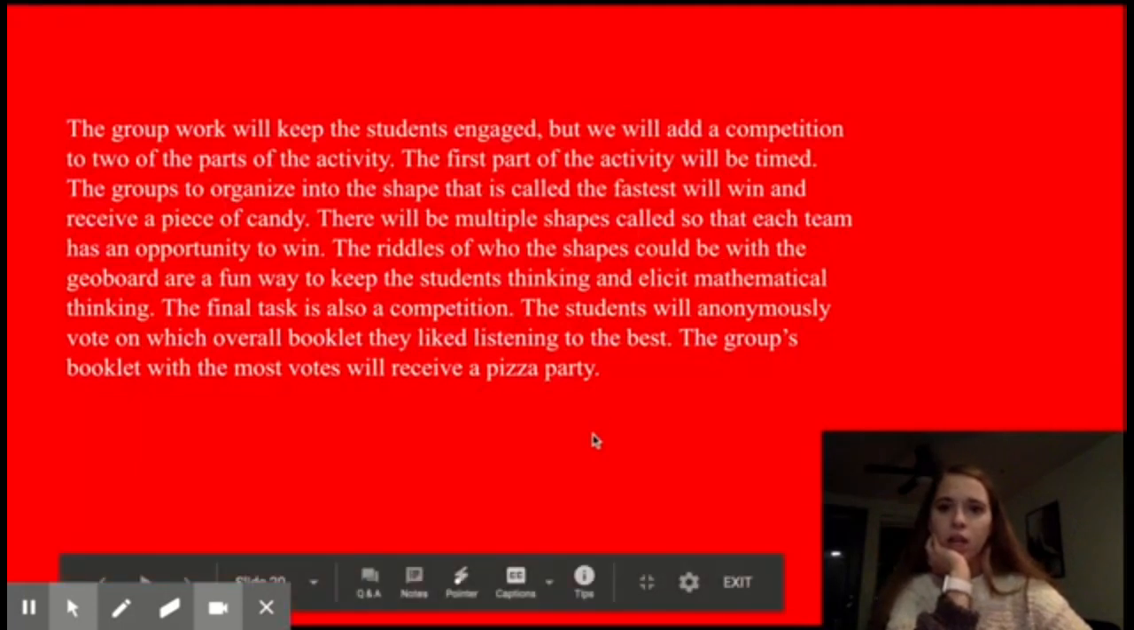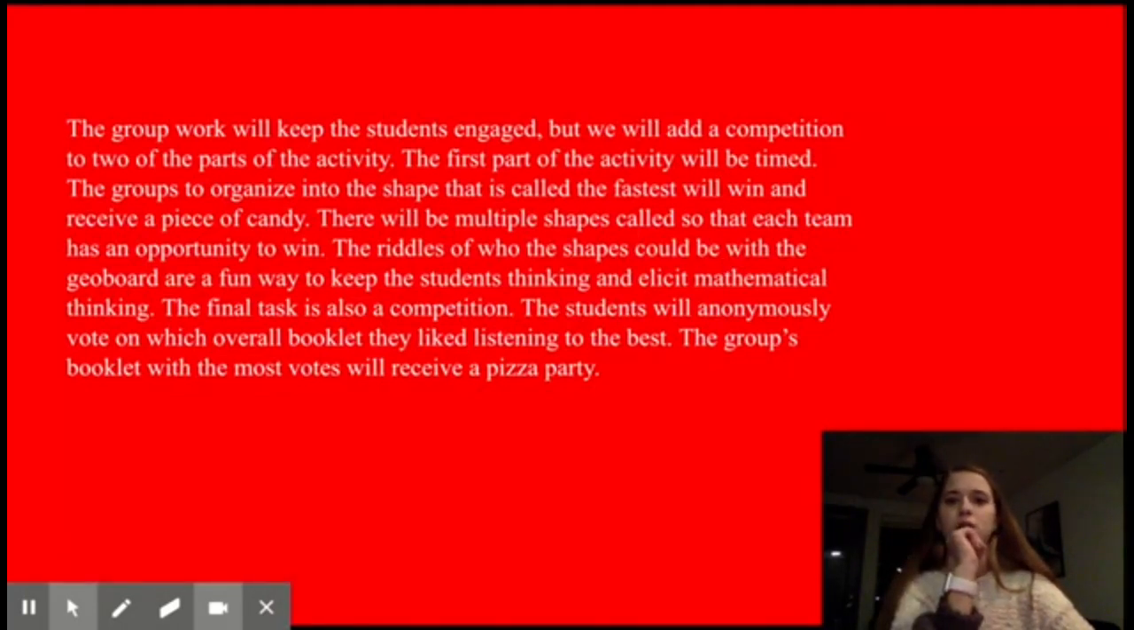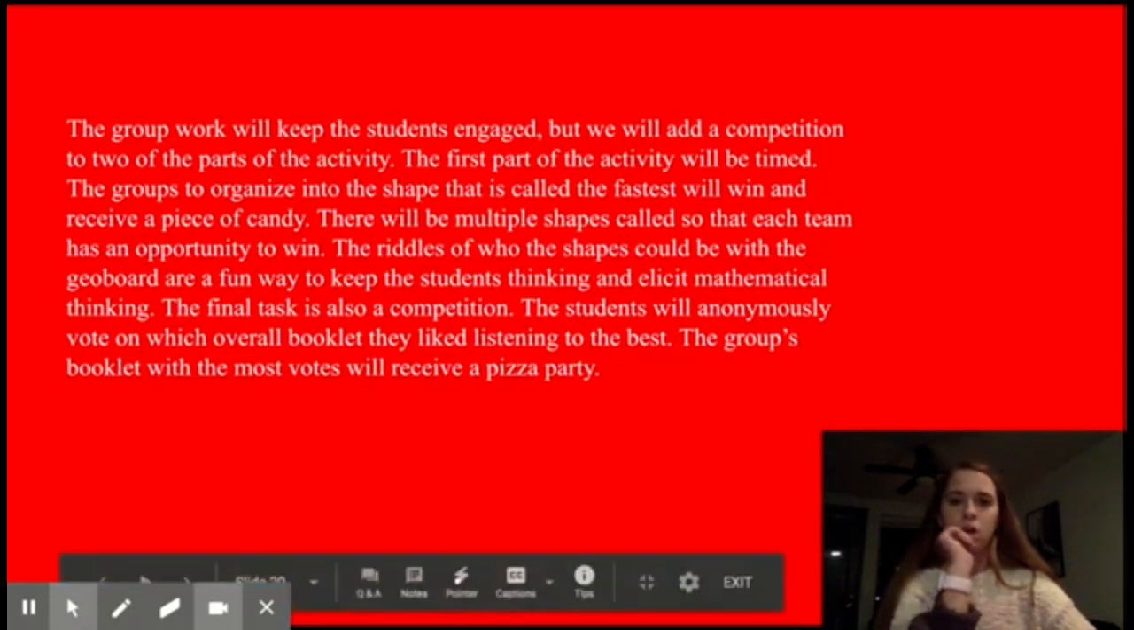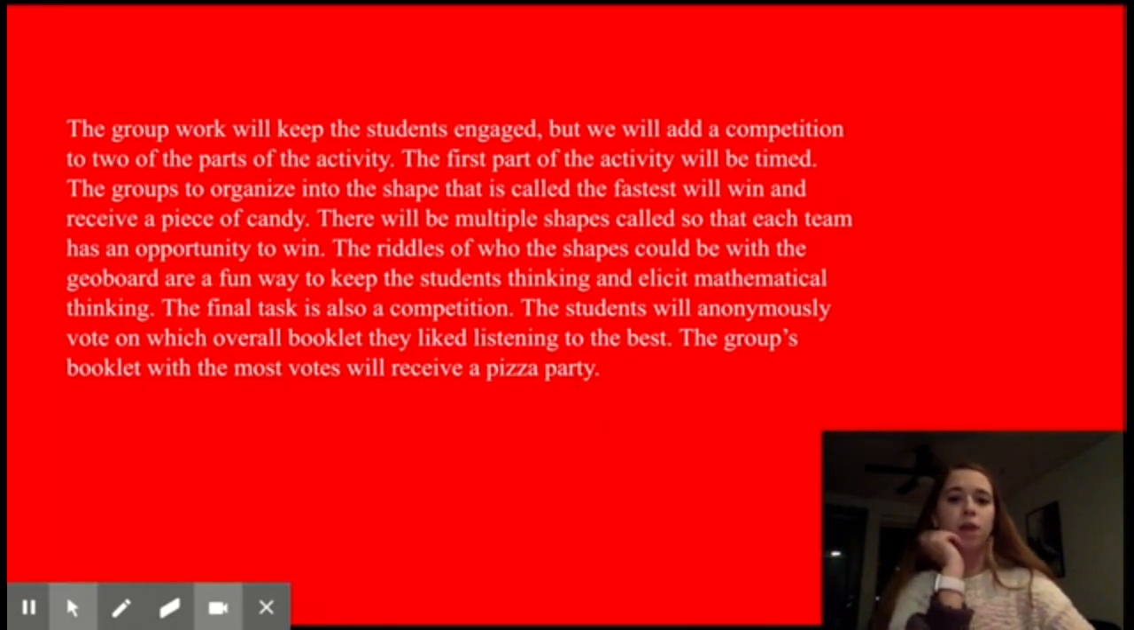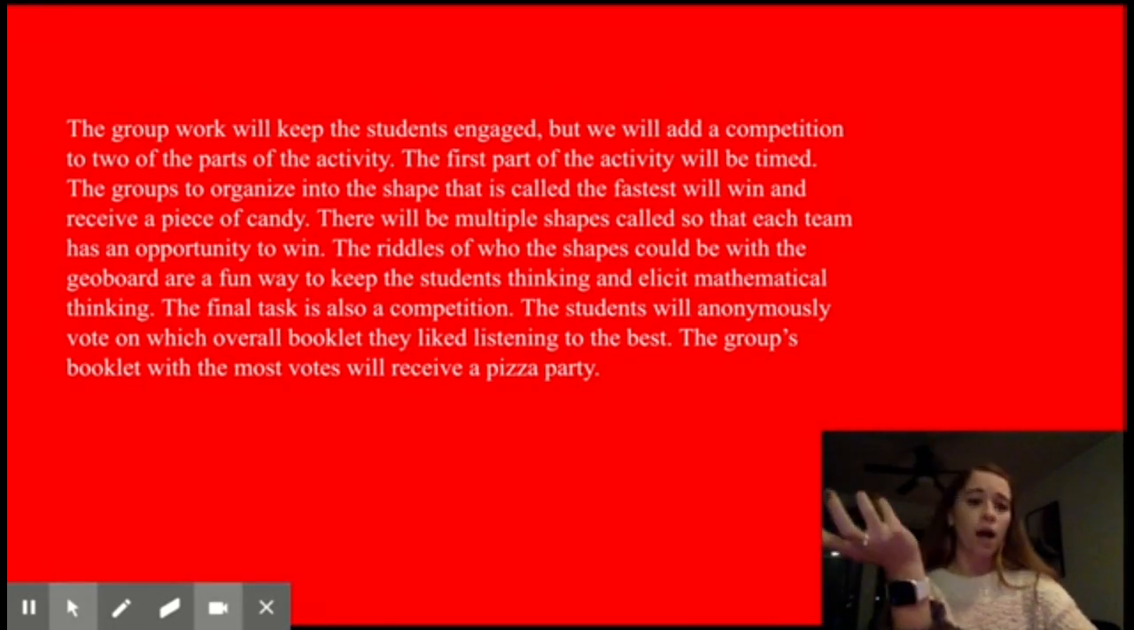And then the group work keeps the students engaged, but they will add a competition, like I said. So the first part of the activity will be time to get in those circles or squares or triangles, and then there will be multiple shapes called so that each team can have an opportunity to win. And then the riddles of the shapes are a good way to keep the students thinking and elicit their mathematical thoughts and why it looks a certain way or why these attributes relate to the certain shape.